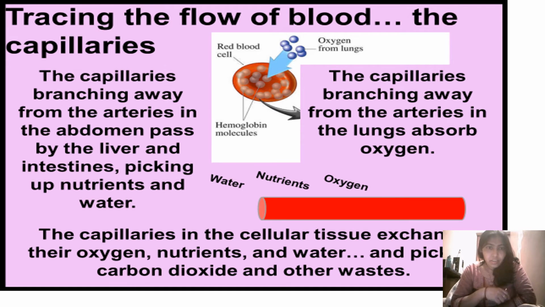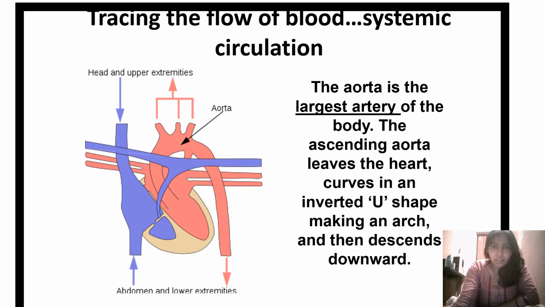So these are the capillaries branching away from the artery and abdomen, passing by the liver and intestine, picking up nutrients and water. These are the red blood cells, and oxygen from the lungs is coming, and the hemoglobin molecules are attached to oxygen, so it is called oxyhemoglobin. The capillaries branching away from the arteries and lungs absorb oxygen. The capillary and the circulating tissue exchange their oxygen, nutrients, water, carbon dioxide and wastes. So this is your systemic circulation.